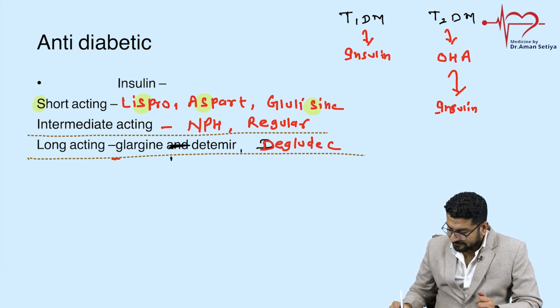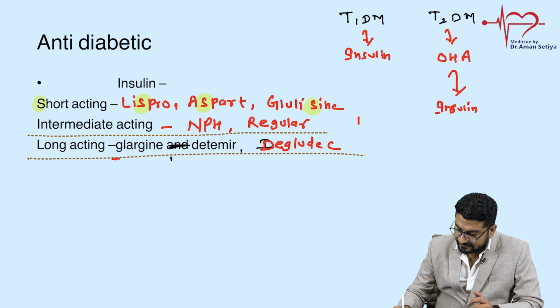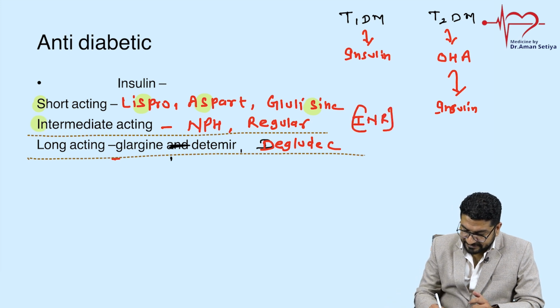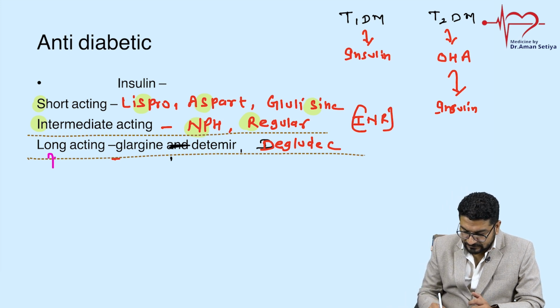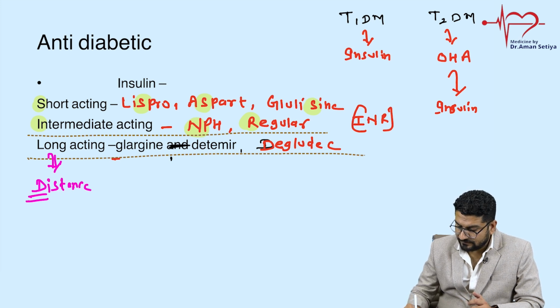Now, intermediate you can remember by a simple mnemonic, INR. You know INR, international normalized ratio. So INR means intermediate, NPH, and regular. What is long? Long is distance. So long distance relationship, D for distance, D for Degludec.